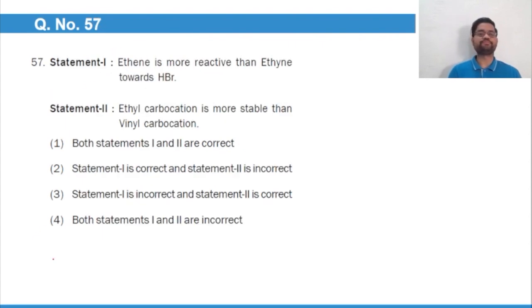Okay, clear. 57. Ethene is more reactive than ethyne towards HBr. True statement. Ethyl carbocation is more stable than vinyl carbocation. True statement. And hence both options are right. That means both statements are right. So 57, option number 1 will be the right answer.